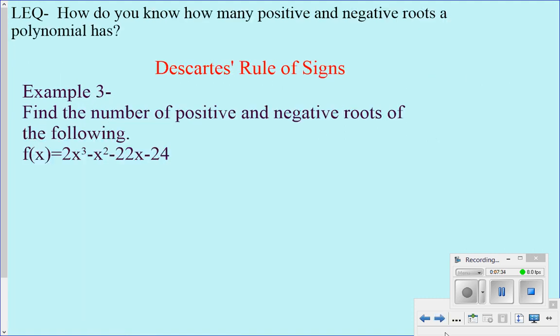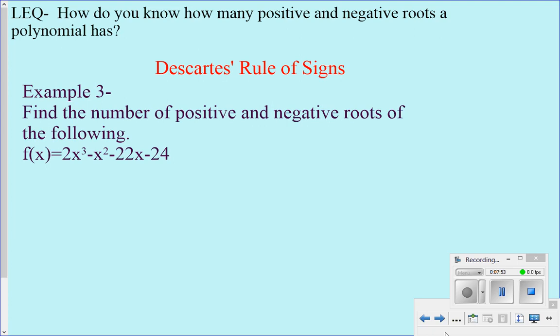Next, Descartes' rule of signs. So go ahead and copy this example into your notes. Now, Descartes' rule of signs gives us different information. It'll tell us how many positive roots there are and how many negative roots there are for a polynomial equation.